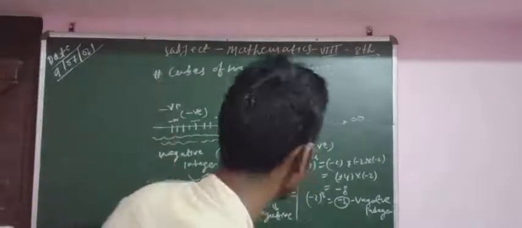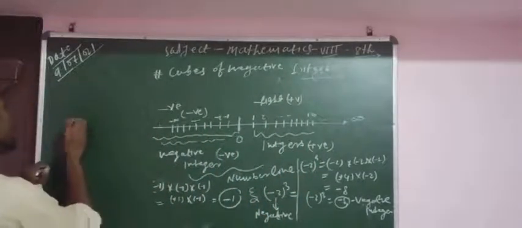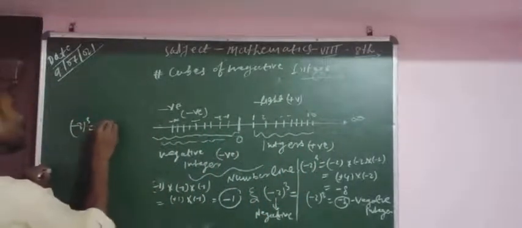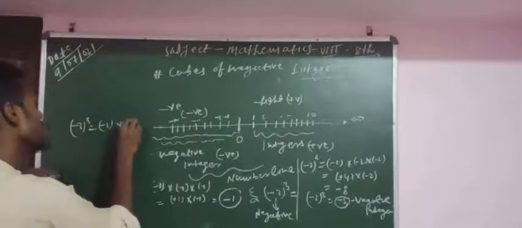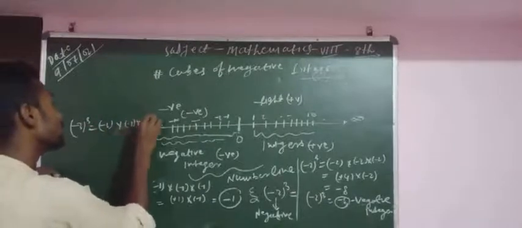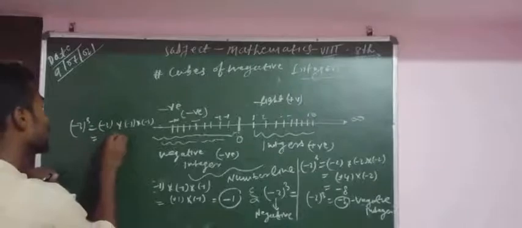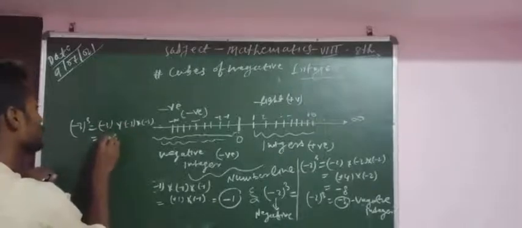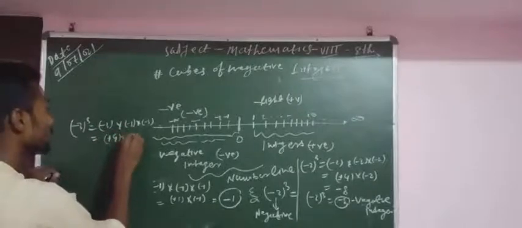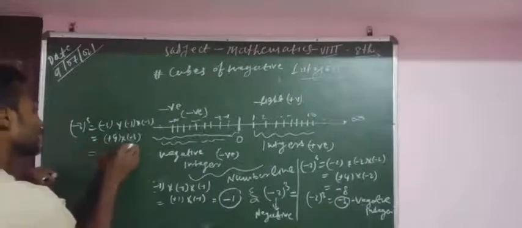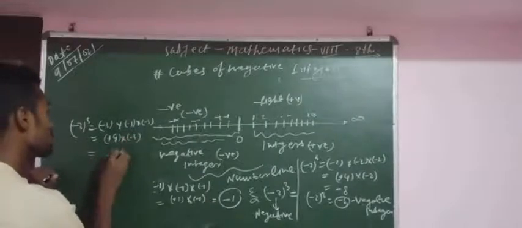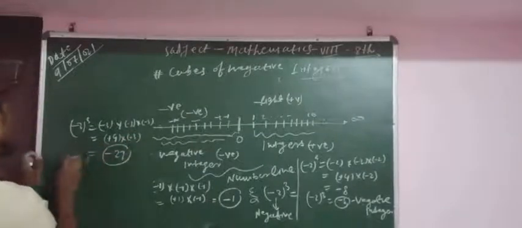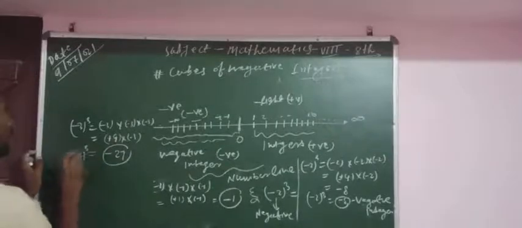Another example: -3 whole cube, that means -3 into -3 what? 3 into 3 is 9, minus into minus is plus, into -3. Look at this, plus into minus is minus, and 9 into 3 is 27. So the answer is -27.